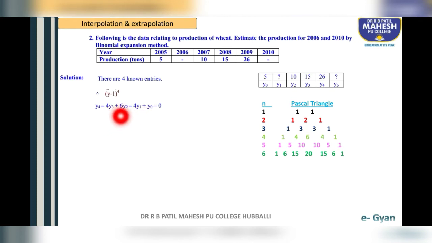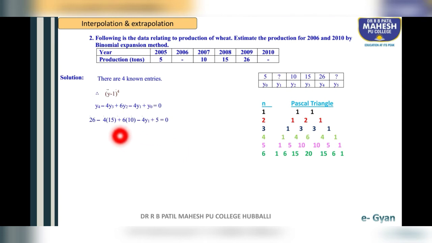Next, for the coefficients we have to refer to Pascal's triangle. If n value is 4, you have to refer to the 4th row. The numbers for n equal to 4 are 1, 4, 6, 4, 1. So write the numbers 1, 4, 6, 4, 1. Now substitute the values. y4 is 26, so 26 minus 4 into y3, which is 15, plus 6 into y2, which is 10, minus 4 into y1, which we have to find out, plus y0, which is 5.